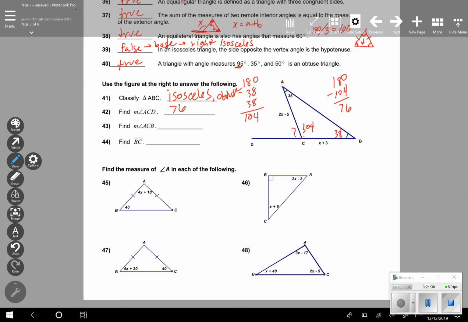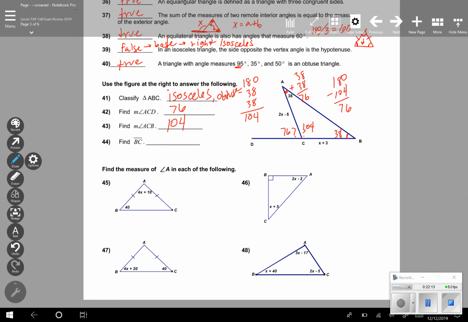And now find the measure of angle ACB. Okay, ACB is this angle right here at the base, and we already found it. It's 104. Okay. A different way to find this ACD right here, the 76-degree angle, is remember this is an exterior angle, so it's equal to the sum of these two isosceles angles there, the base angles added together. And 38 plus 38 is 76. So that's another way to do it.